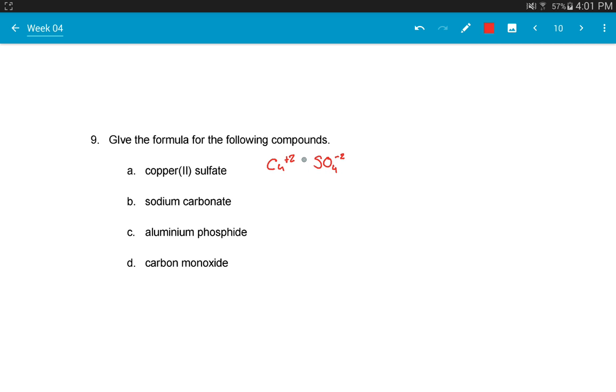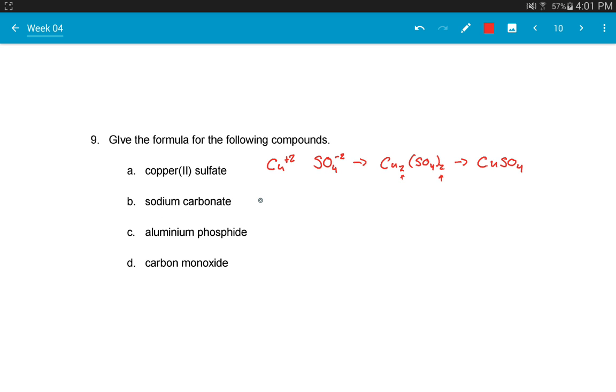If we cross the charges and bring the 2 from the copper charge down to sulfate, and the -2 dropping the sign and bringing it down for the copper, we would end up with Cu2(SO4)2. But we can reduce this down, factoring a 2 out of each of those, and end up with just CuSO4.